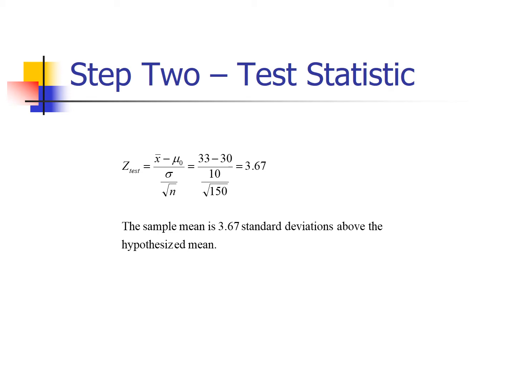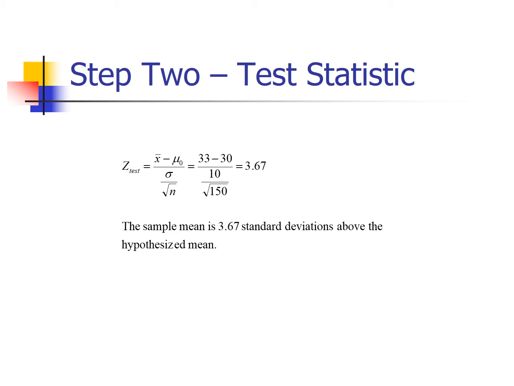The fact that this is 3.67 means what? It means that the sample mean is 3.67 standard deviations above the hypothesized mean, right? I could also, without this formula, have observed that the sample mean is 3 grams of fat more than the hypothesized mean. 33 is 3 above 30. But units of grams of fat are not meaningful to us as researchers. What is meaningful is units of standard deviation. So by seeing that the difference is 3.67 standard deviations, we can say that's a lot, right?